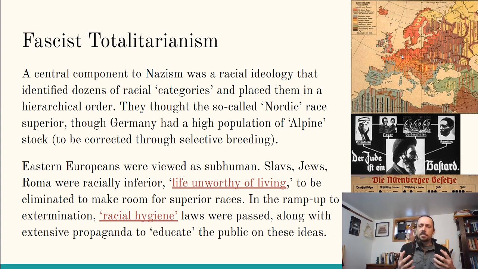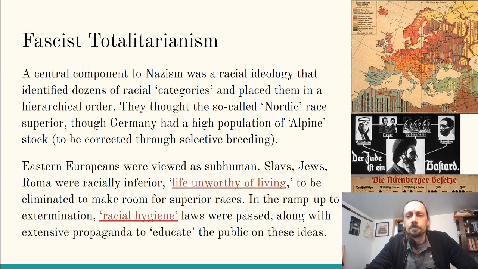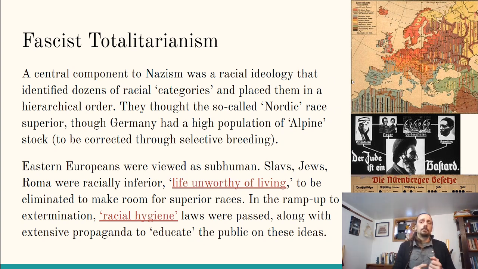We wouldn't think to make these distinctions today. Well, the Nazis were all about creating a lot of these minute distinctions that we don't think of as intuitive. Eastern Europeans were viewed as subhuman, right? Slavic people, Jewish people, Roma were viewed as racially inferior, sometimes called life unworthy of life, to be eliminated to make room for superior races. This was a really central component of Nazi ideology here.